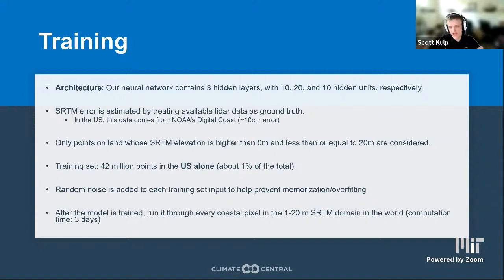Now the SRTM is global, right? So it has elevations all the way up to thousands of meters above sea level. But given our interest is in coastal vulnerability, we only look at areas between 1 and 20 meters, according to SRTM. Our training set includes 42 million points in the US. We added some noise to the inputs to help prevent overfitting.